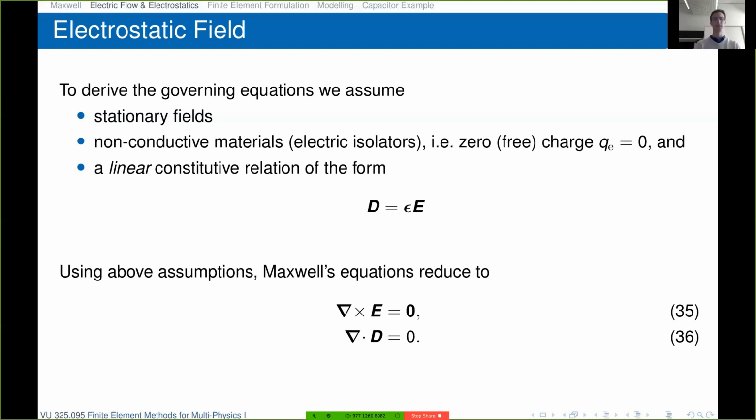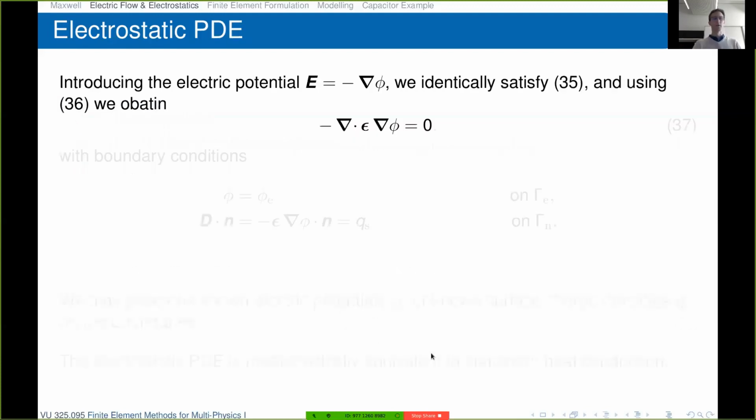So how does this give us a single equation? As usual, we introduce the electric potential to solve equation 35, so the curl of E, and then we plug this assumption together with our material model into Gauss' law, so the divergence of D. So this is what we've done here: introduce the electric potential to satisfy Faraday's law, insert the material law, and we obtain our partial differential equation.